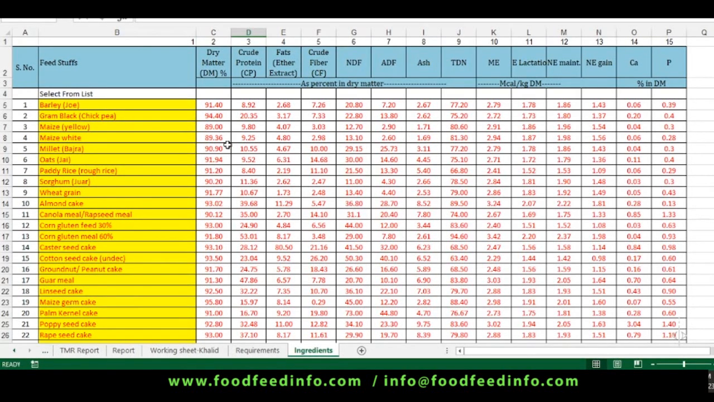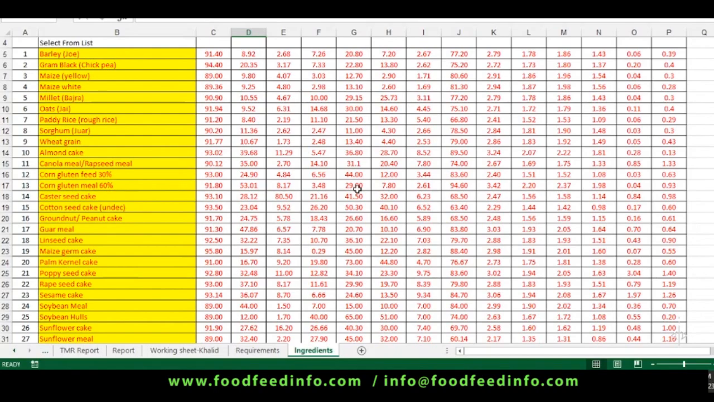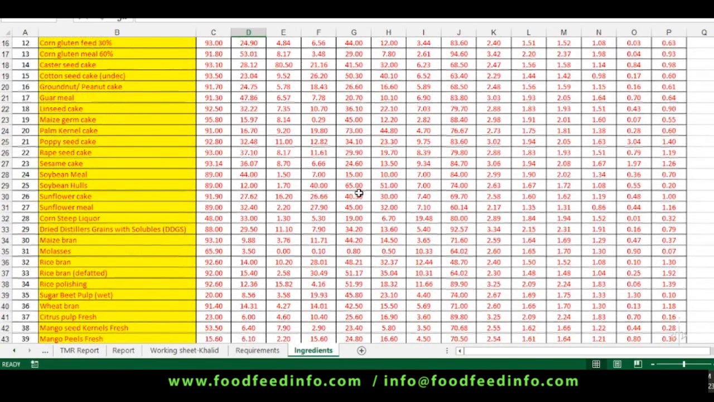Irrespective of this, you can also use this sheet for other ruminant animals, small ruminants, particularly sheep and goat. But they might have slightly different NE lactation and NE maintenance values. So you can add a little margin while formulating a concentrate diet for these animals. Now look at the sheet.